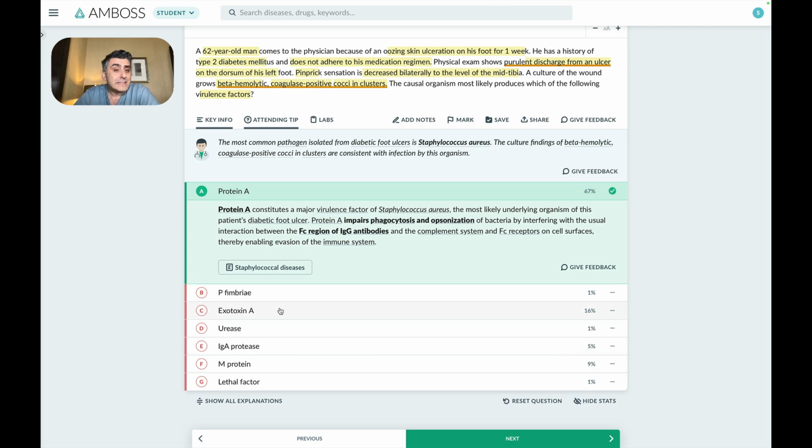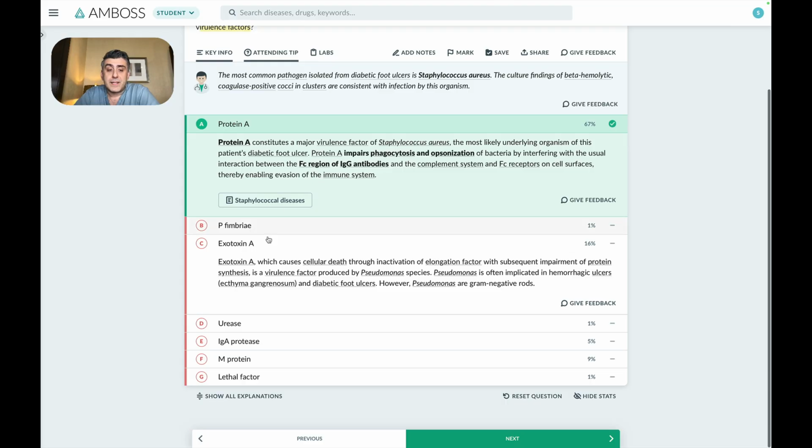16% went for exotoxin A. I know why, because a lot of organisms have different types of toxins, but exotoxin A is specifically affiliated with Pseudomonas, and it deals with inactivation of elongation factor 2. This one is Pseudomonas and C. diphtheriae. They both have similar elongation factor involvement, so be careful for that.